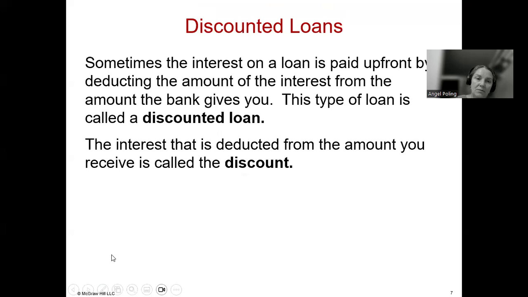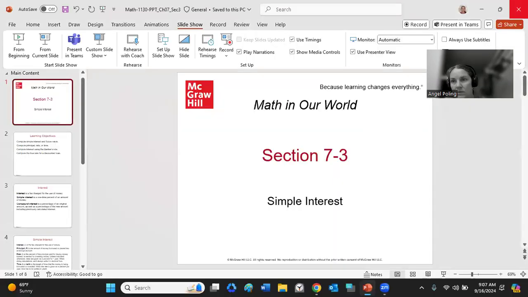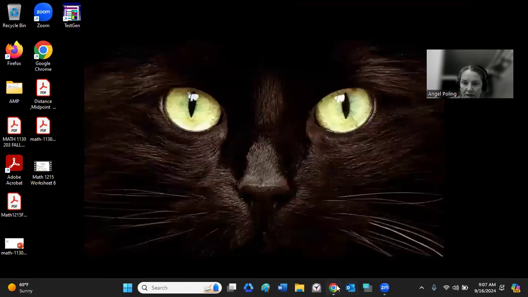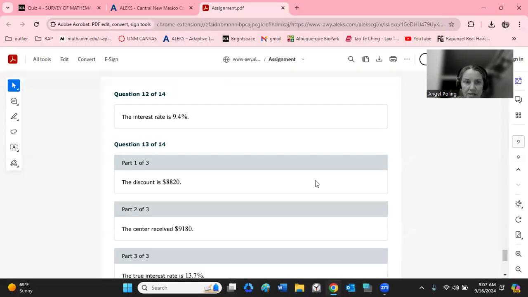And then the last slide here before we do the exercises is about discounted loans. Sometimes the interest on a loan is paid up front by deducting the amount of the interest from the amount the bank gives you. This type of loan is called a discounted loan. The interest that is deducted from the amount you receive is called the discount. Okay. Now let's look at the exercises.